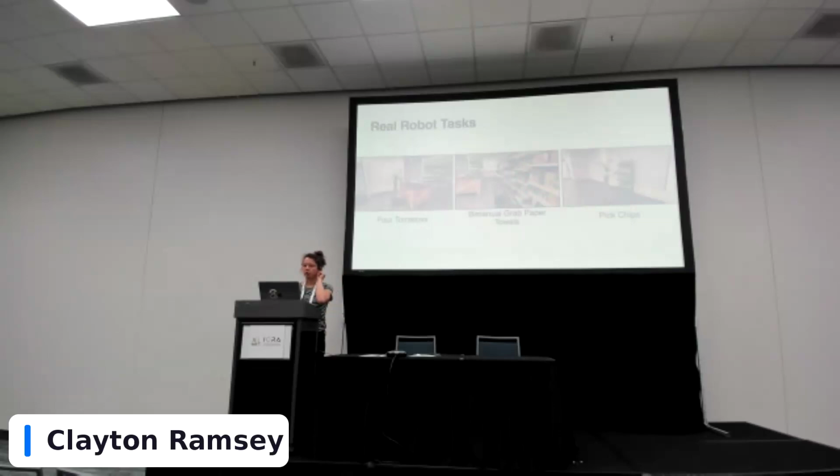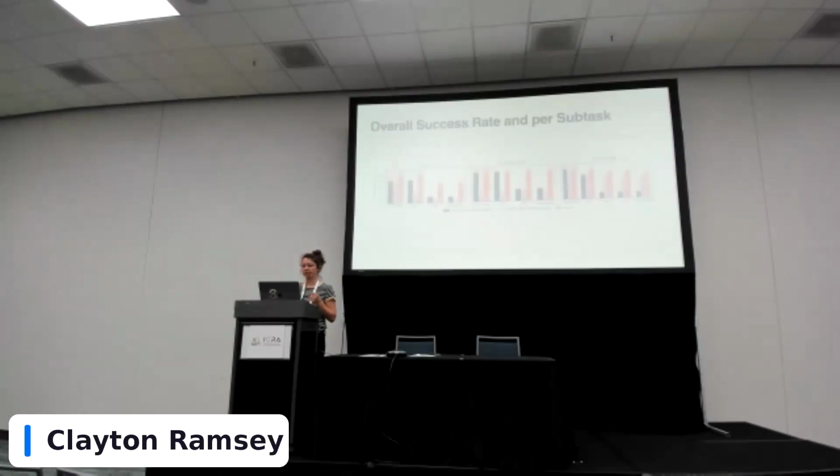And then we also evaluated this on real robot tasks. So here you have the pour tomato task. Basically, you see the robot actually has to move while it's manipulating as well, or it has this paper towel task, or it's picking chips from a shelf. And we compared to two baselines in these real scenarios.